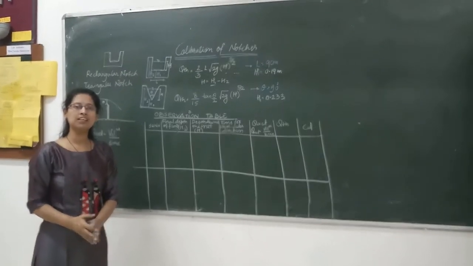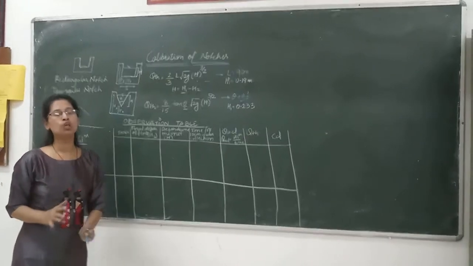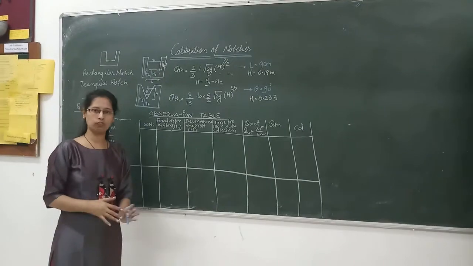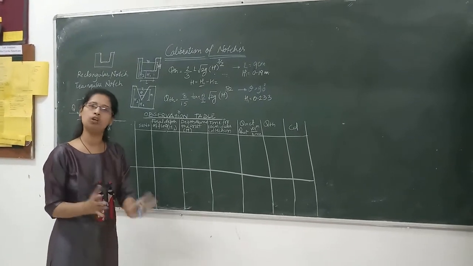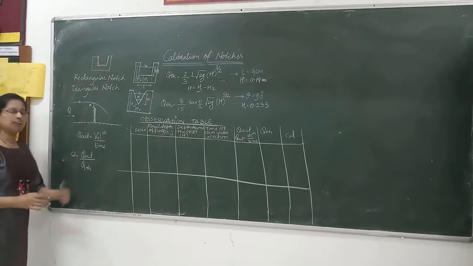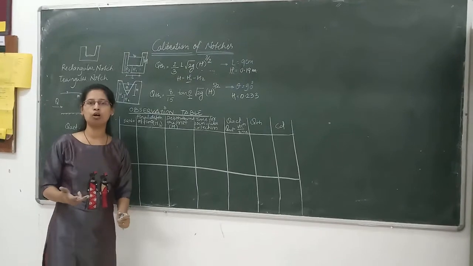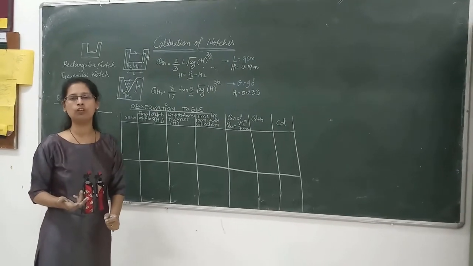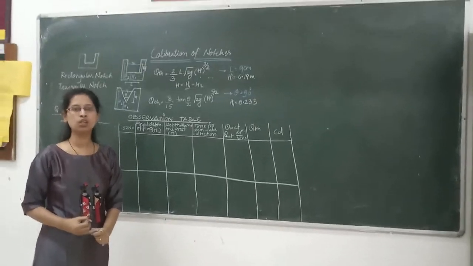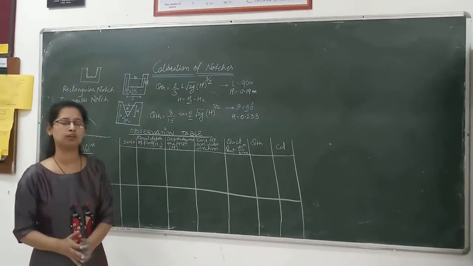We know very well that CD is equal to Q actual upon Q theoretical. Q actual is measured in the volumetric way, that is by the equation volume upon time, and Q theoretical is this equation. So what we need to find out while performing is Q actual and the actual depth over the crest. Let us move on to the experimental performance of the setup.